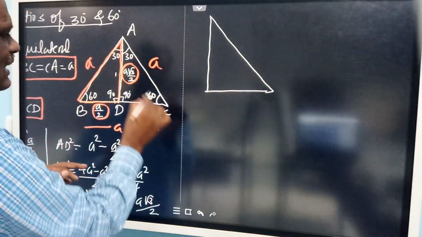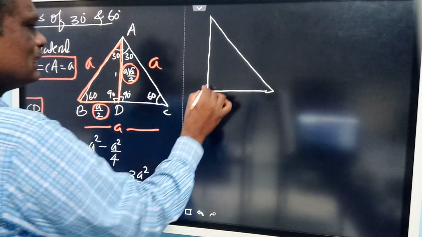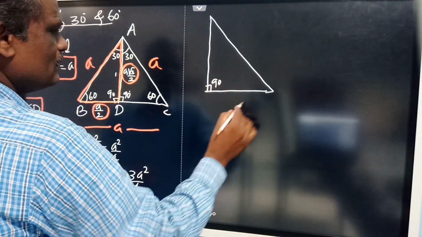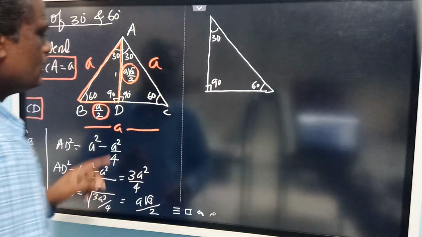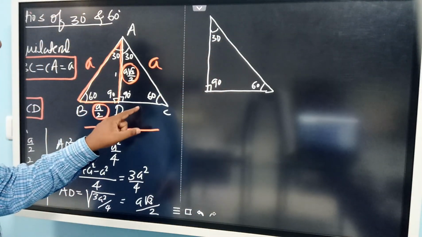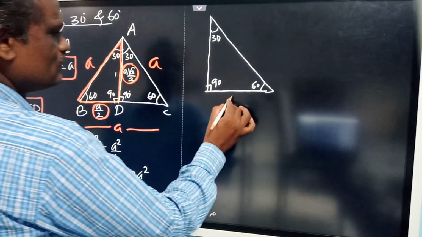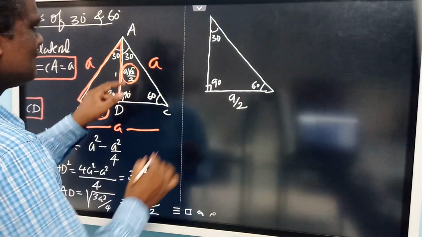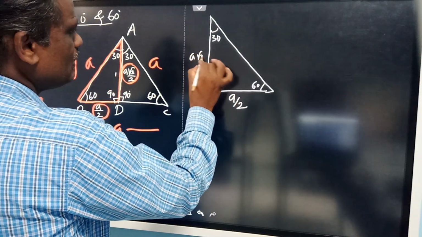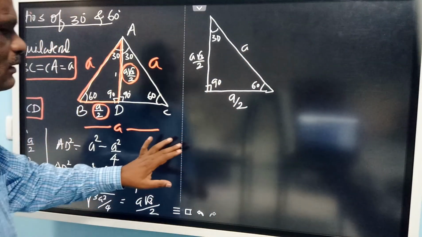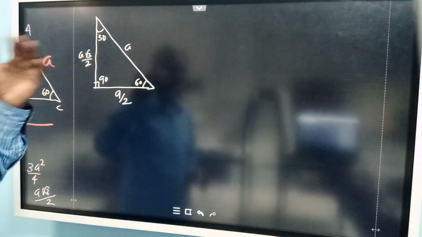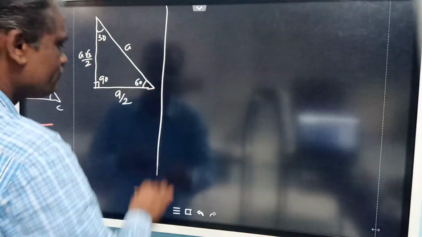Or you can take this triangle, either this or this one. So if this is 90 degree, this is 60 degree, this is 30 degree. Now A by 2, this also A by 2. This is A into root 3 by 2. And this is A units. So now apply trigonometric ratios one by one.